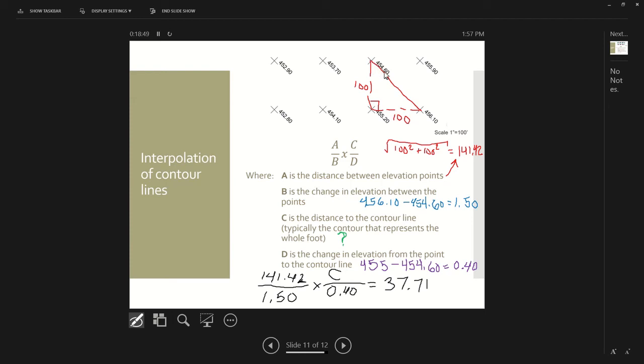And I'm going to come out on the 10 scale 37.7 feet. So it should end up somewhere in here where it crosses. Okay, so I make a crossing there. Then I can figure out the next elevation. I could do this whole same thing again, but this time, down here, I'm going to be figuring out what the distance is from 456 from this elevation.